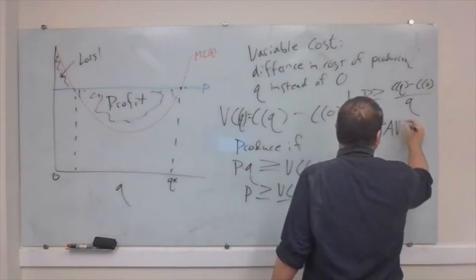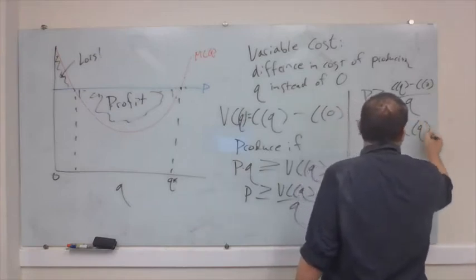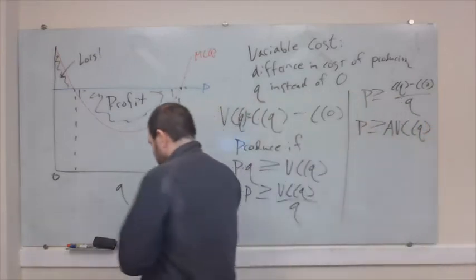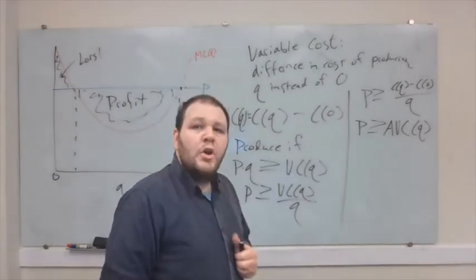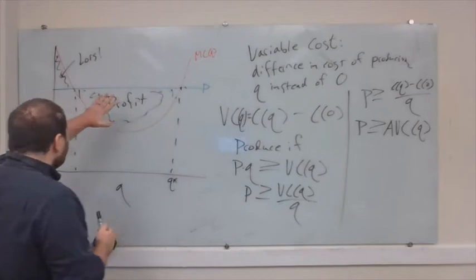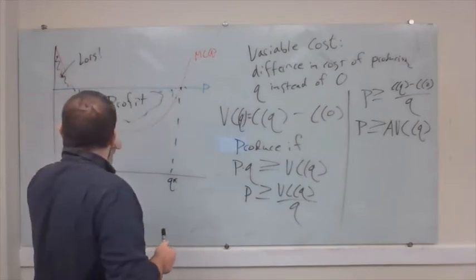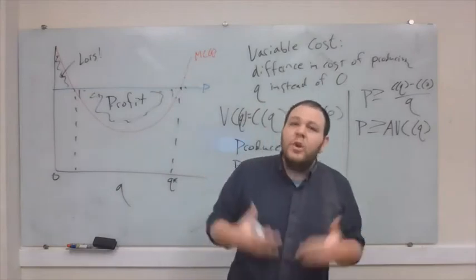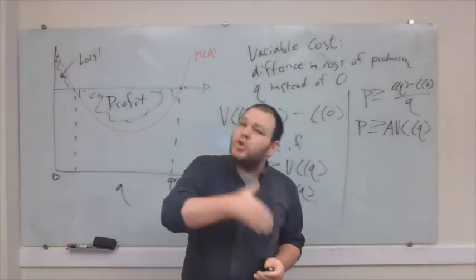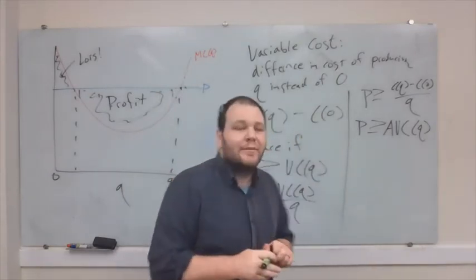Average variable cost of Q. Awesome. So what will average variable cost look like on a graph like this? We can think about this using the exact same tools we worked out when we were thinking about marginal product of labor versus average product of labor.